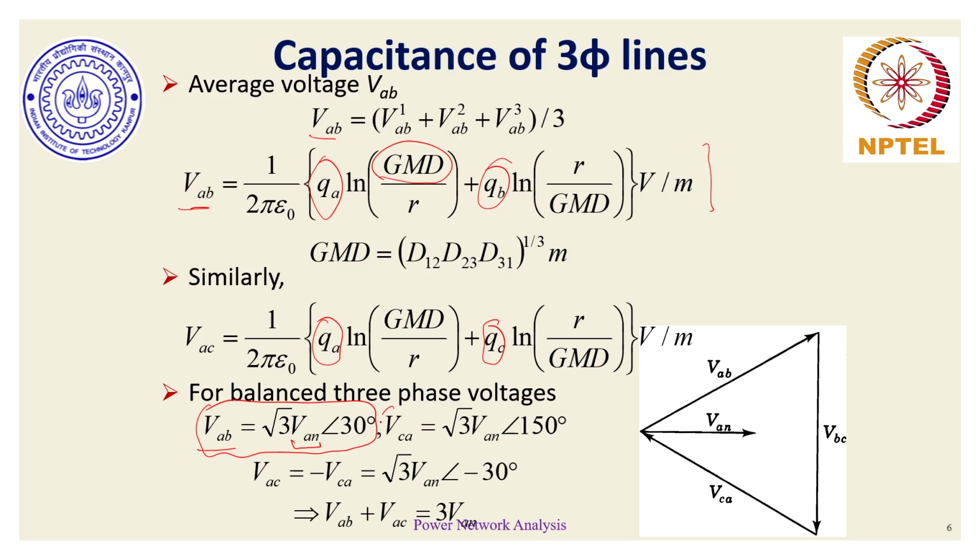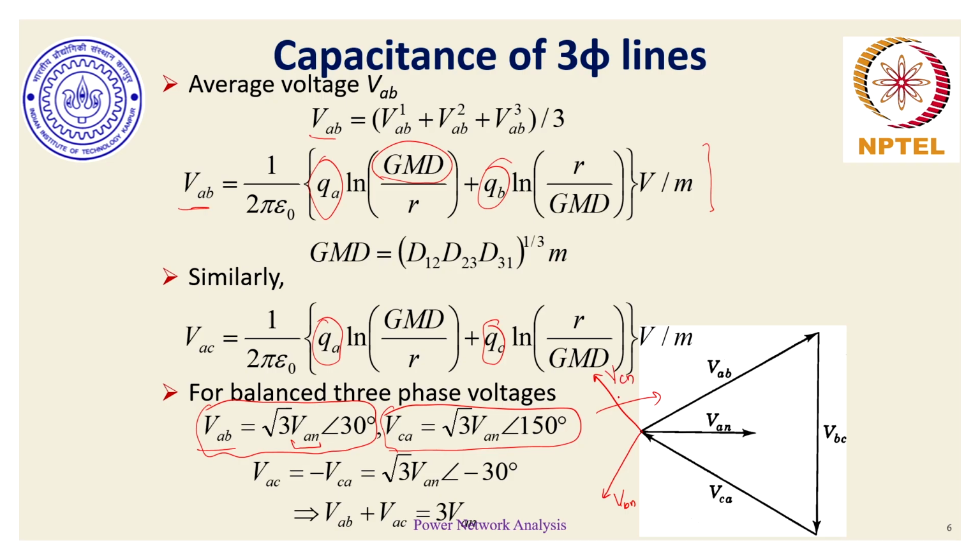And similarly, VCA is root 3 times VAN at an angle of plus 150 degrees, which is also indicated through this particular phasor diagram. If VAN is the reference, VAB, VCA and VBC are also shown. To be specific, if VAN exists in this fashion and if it is a positive sequence voltage, then VBN would exist somewhere over here. If it is balanced, then here we would have VCN.